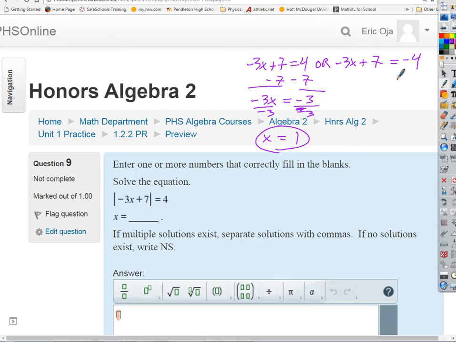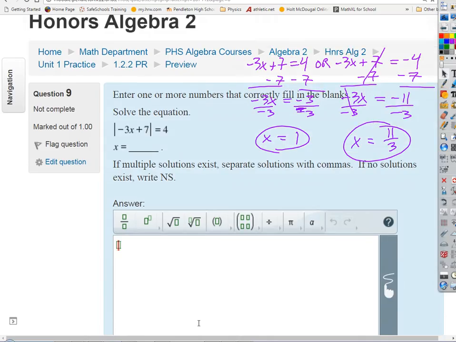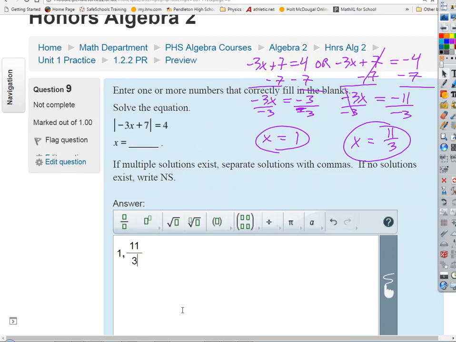And then on this side, negative 3x equals, if I subtract 7 from negative 4, I get negative 11. Divide both sides by negative 3, and I get x equals, negative over negative is positive, but I can't reduce that fraction. So that's our other answer. 3 doesn't go into 11 evenly, there's no common factor of 3 and 11. So we end up with 1, 11/3.